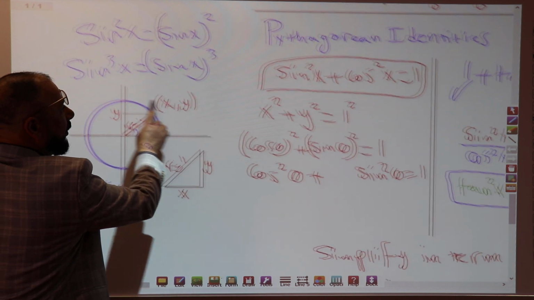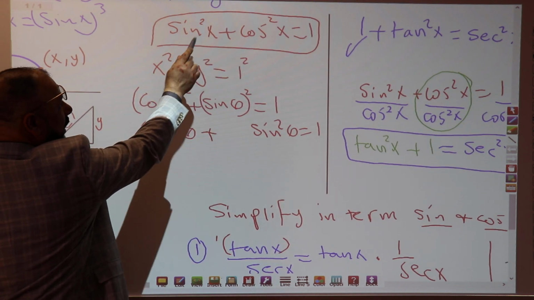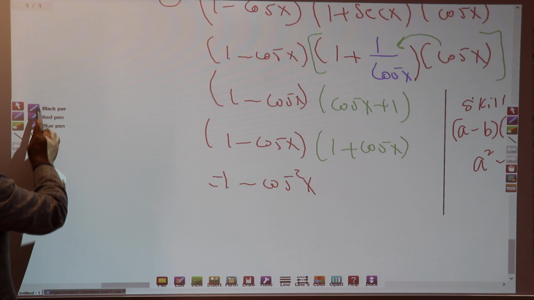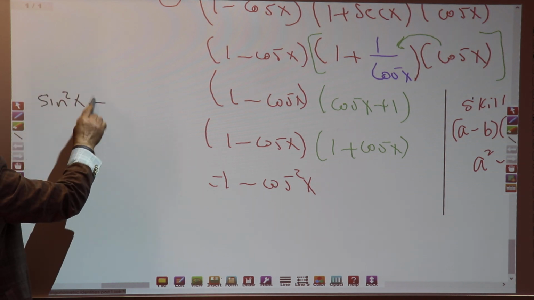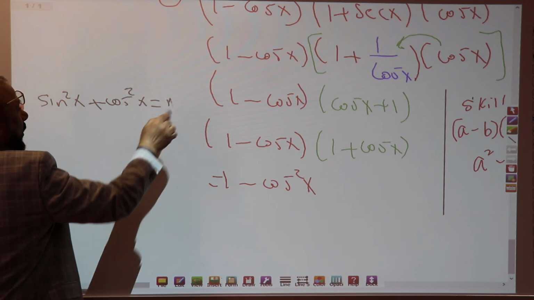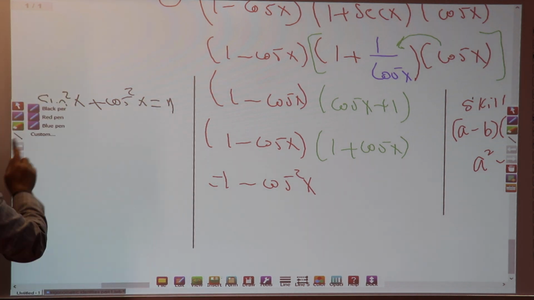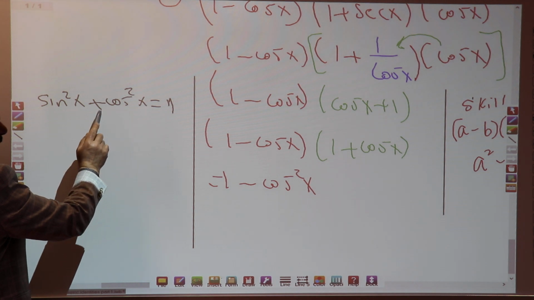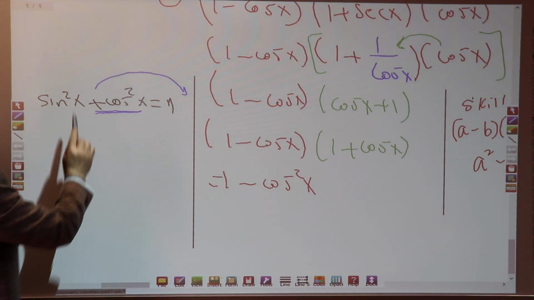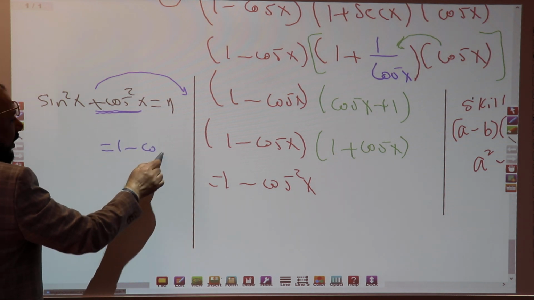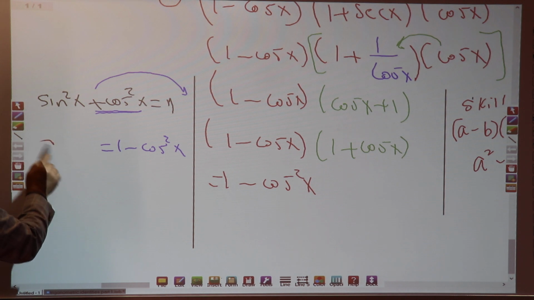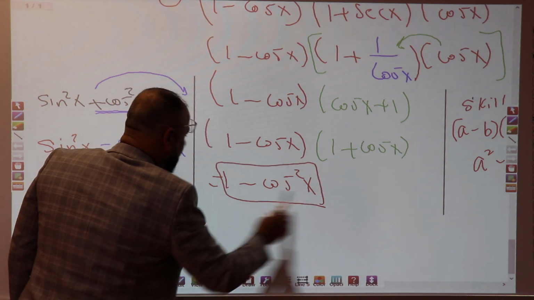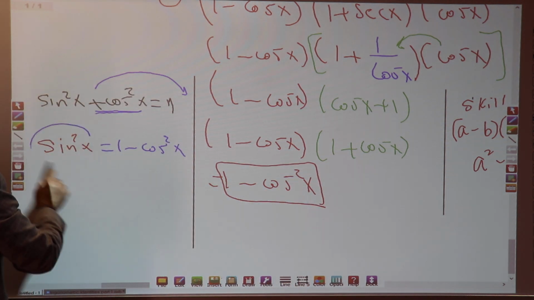Look here. You remember this? Sine square plus cosine square equals 1? I'm going to put it here. Sine square x plus cosine square x equals 1. Now, what are we going to do? Move the cosine square. You see this guy? We're going to move it to here. This plus becomes negative: 1 minus cosine square x. And this stays sine square x. Then 1 minus cosine square x equals what, guys? Sine square x.